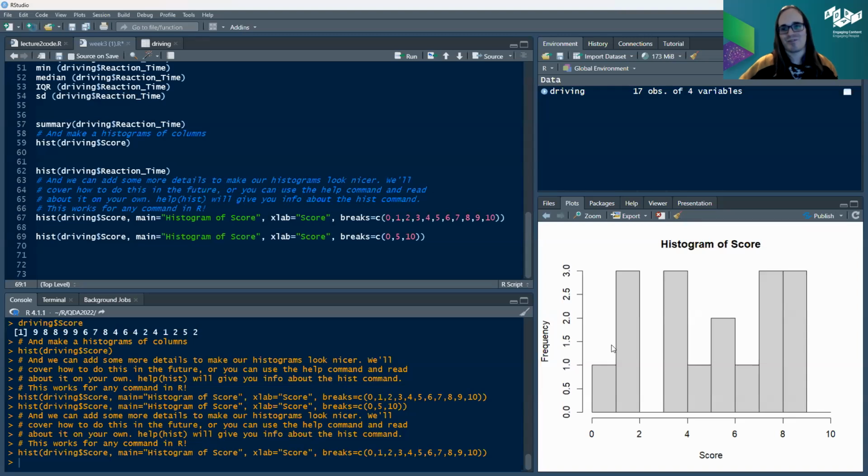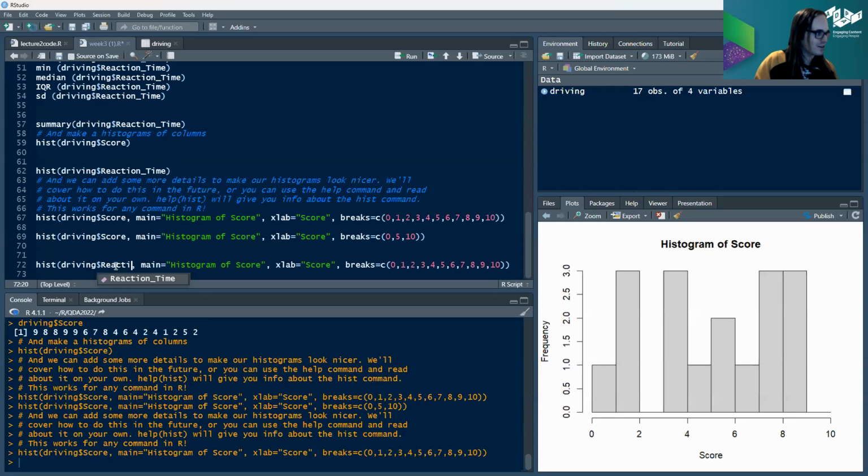That's bad news, right? If R is choosing the breaks so arbitrarily that we're running the same code and you're getting different breaks than me. So always specifying the breaks that you want to see makes it so the histogram looks more like you want it to look. So let's do the same sort of histogram, but for reaction time, and we'll do this together. So it might go badly wrong.